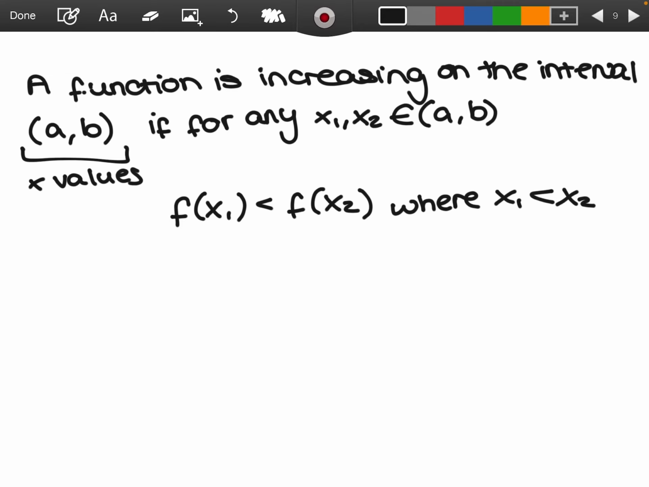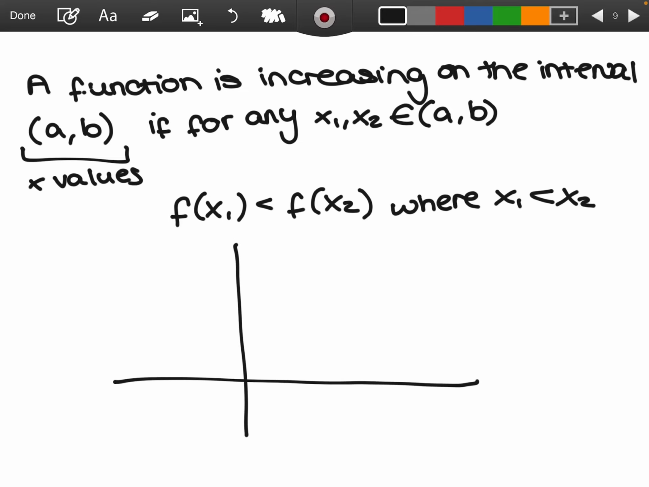What does that tell me? This tells me that for this given interval, if I pick any two x values where one's less than the other, so I've got two distinct x values where x1 is less than x2, I will always find that if x1 is less than x2, then the function value of x1 is less than the function value of x2. So for any two x values that I pick in that interval, such that one's less than the other, the function value of the first one is always less than the function value of the second one.